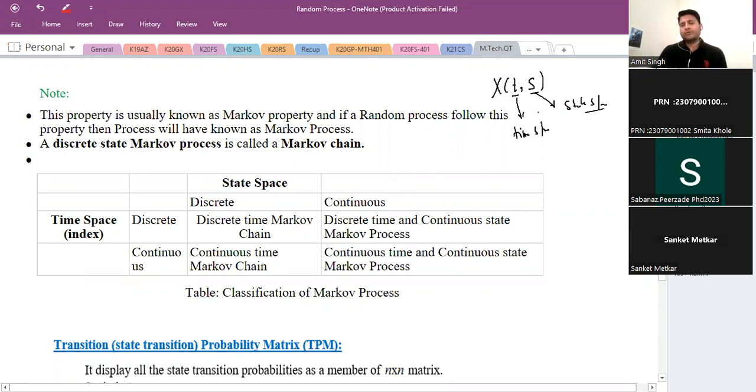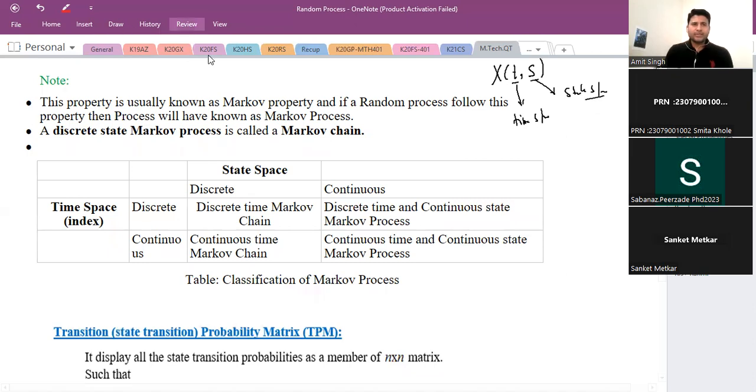On the basis of the nature of this time space and state space, we further characterize a Markov process in four different categories. This table gives you a brief idea about those four things. In this table, on one side I am taking the state space and on the other the time space. Time space means time indexed space. Four options are there: time space may be discrete or continuous, and state space is also having two, continuous or discrete.